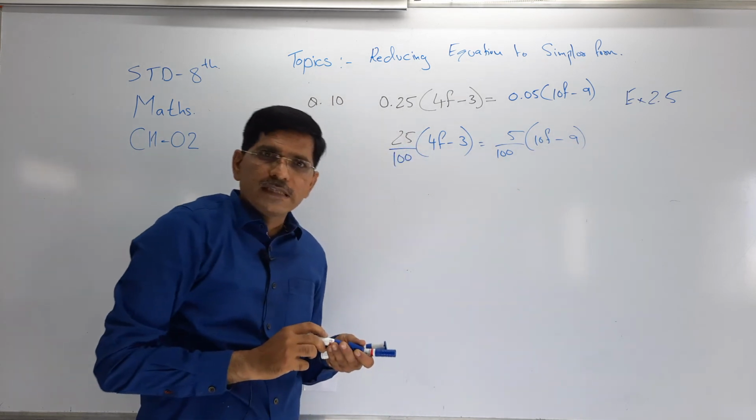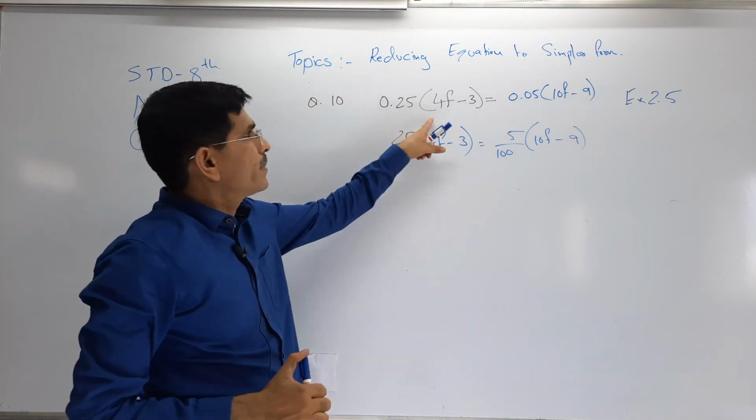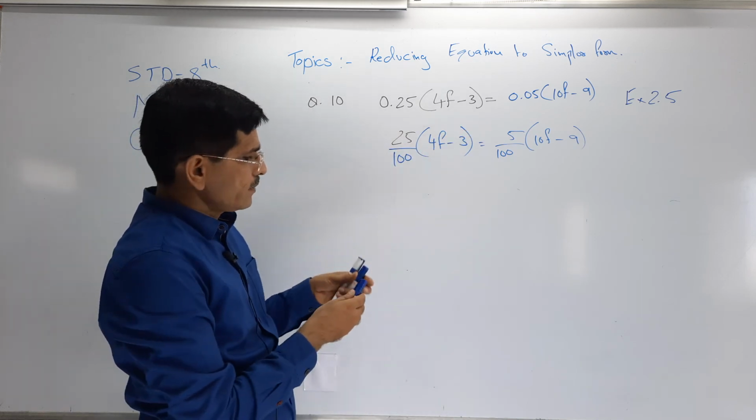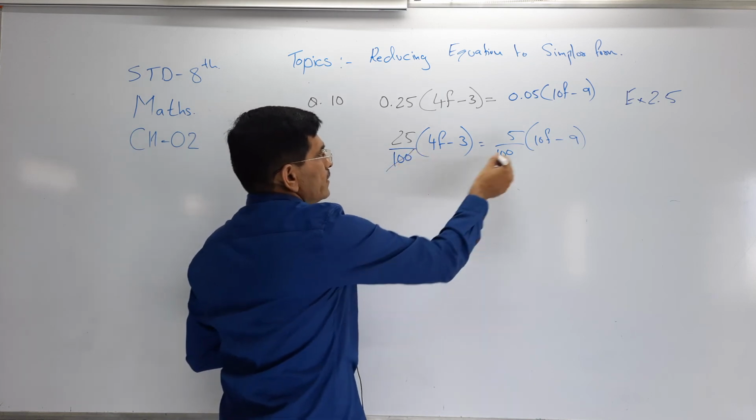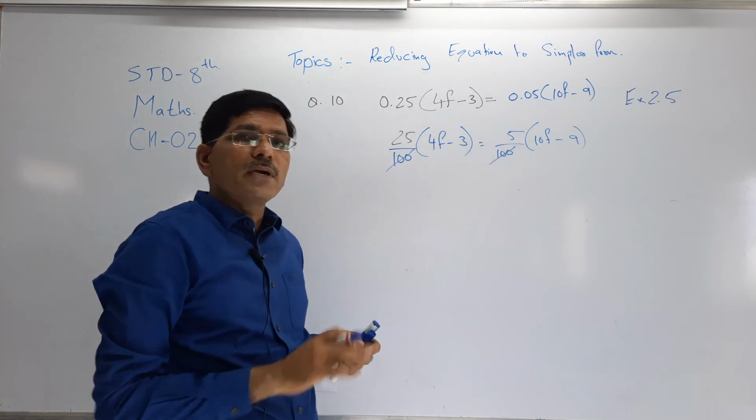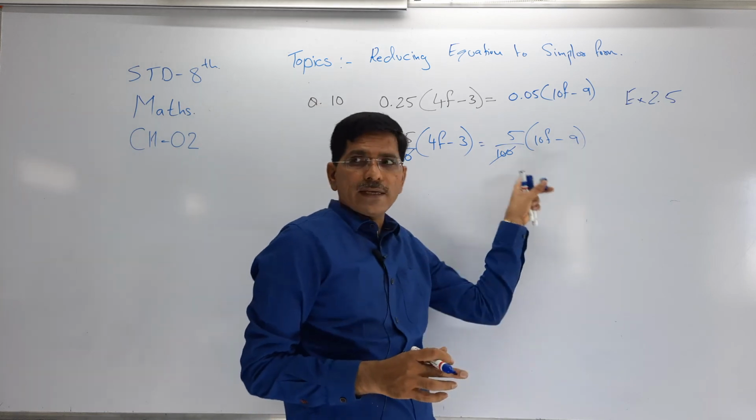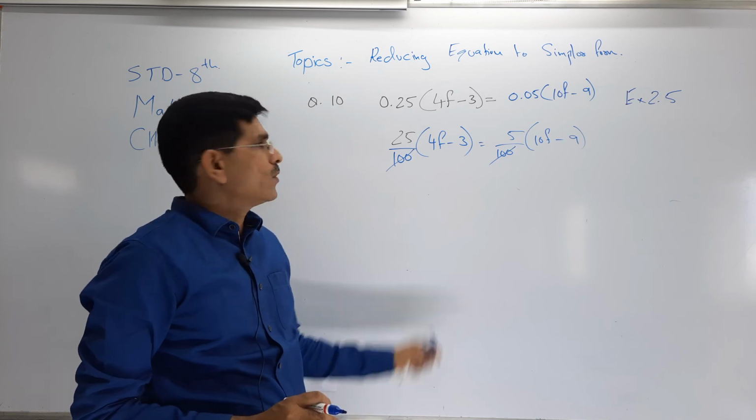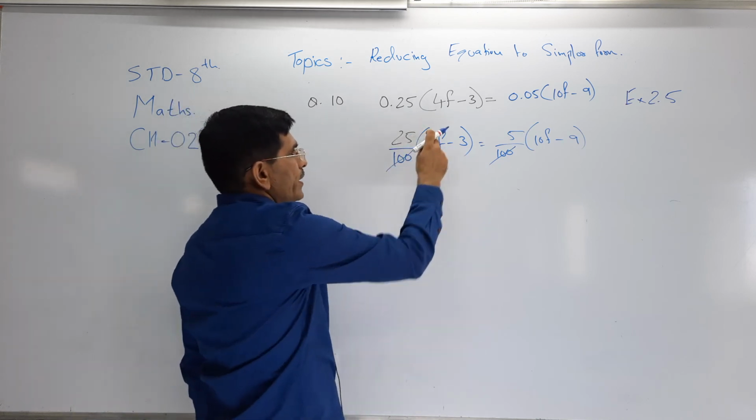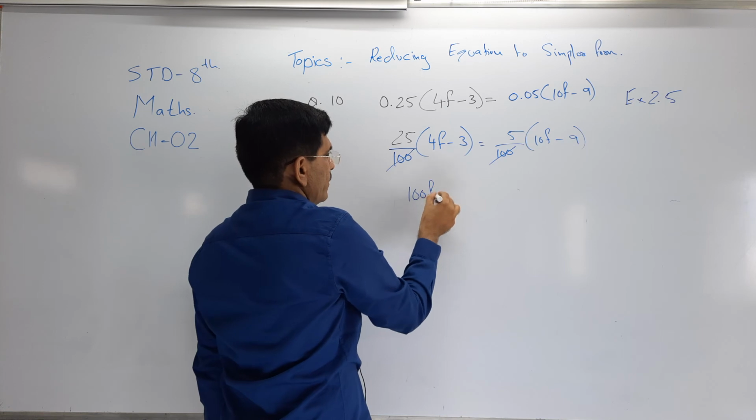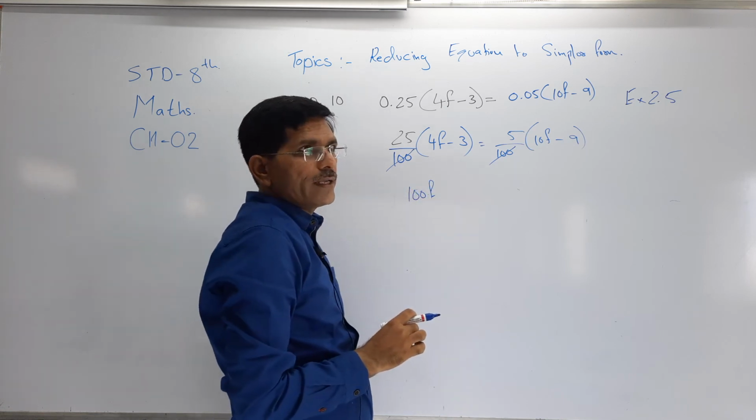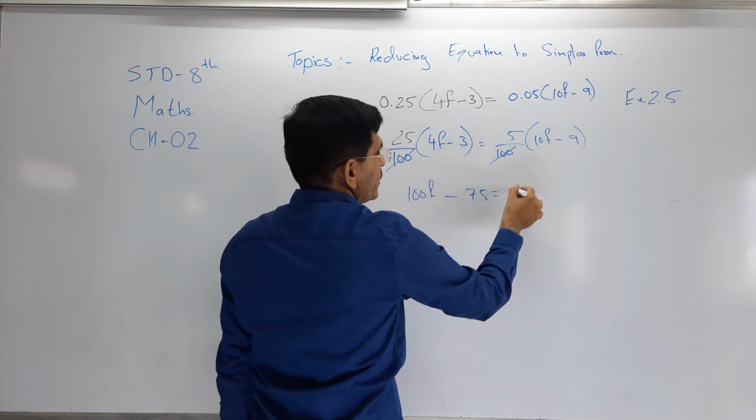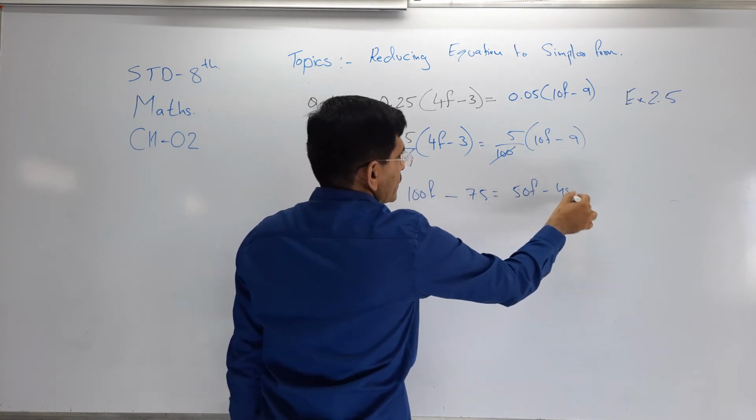So, 2 ways I can do this. Either you should open the bracket, you will get the same answer. First of all, we remove the decimal. If you see that 100 is there on both sides, we can multiply each term with 100, and then the 100 is removed. Now, 25 into 4, that is 100f. 25 into 3 is 75, so minus 75. 5 into 10, 50f minus 45.